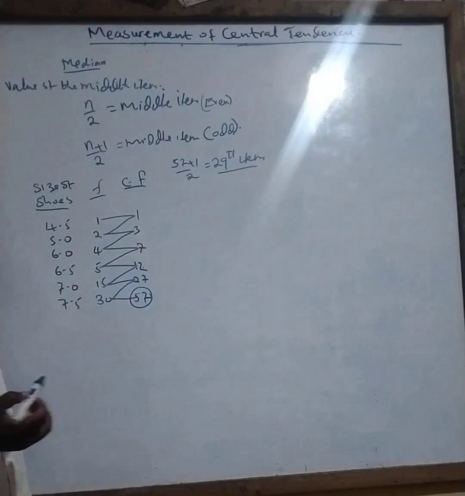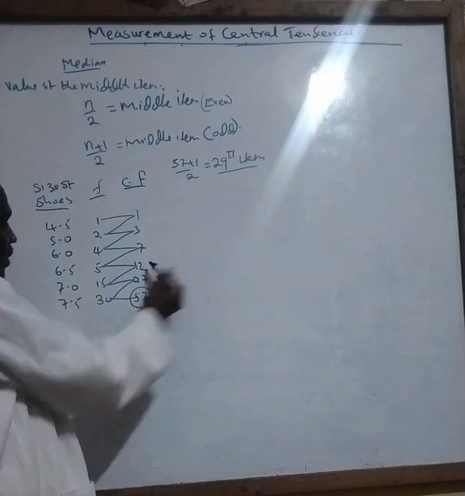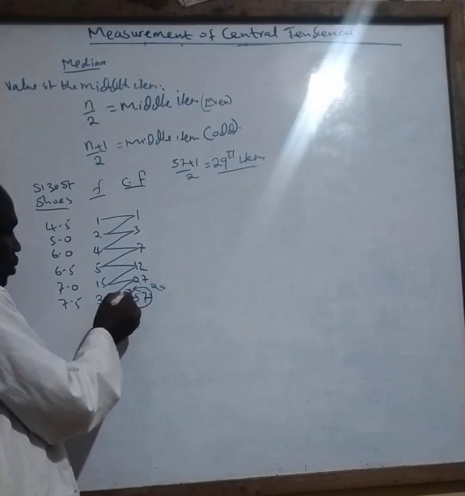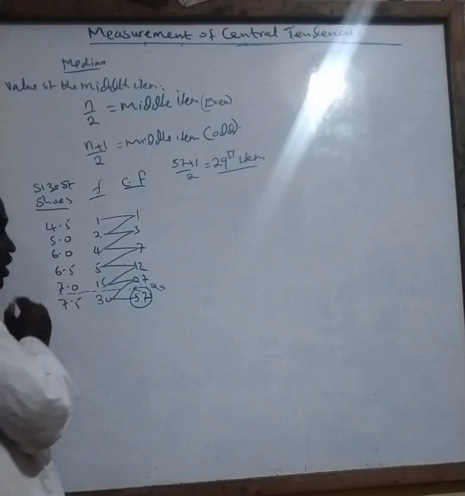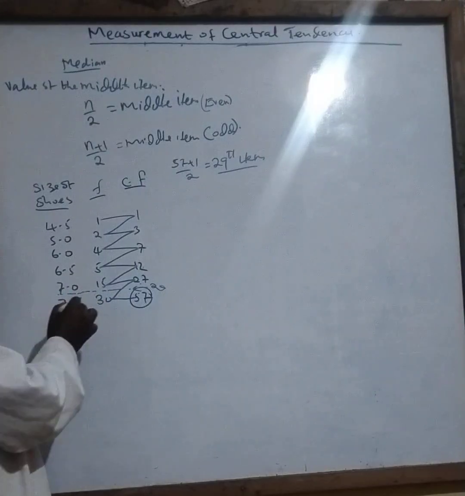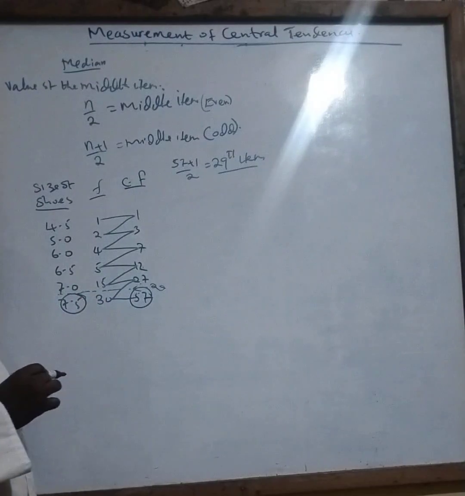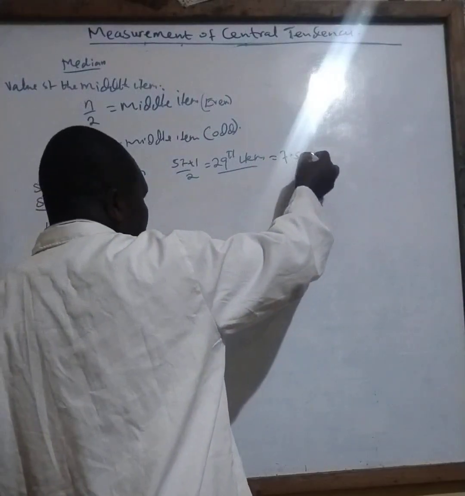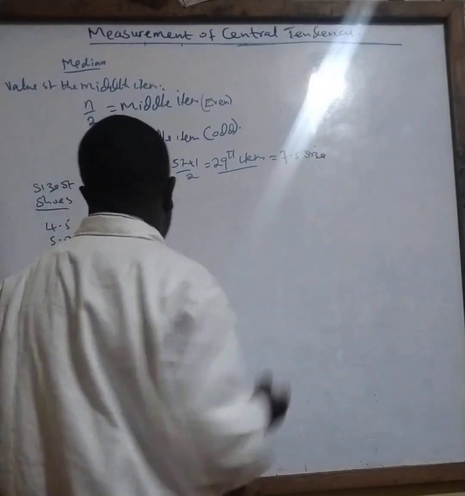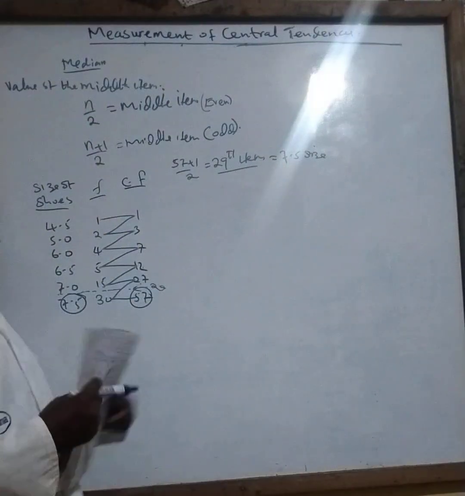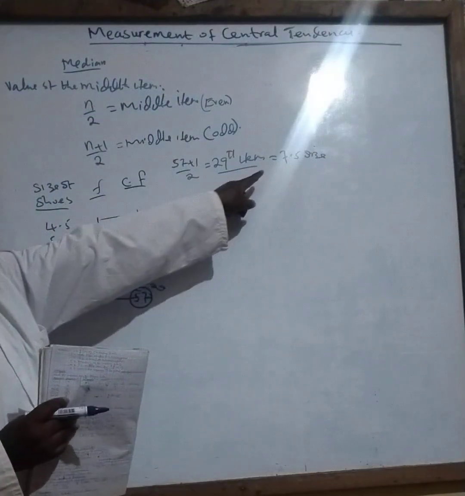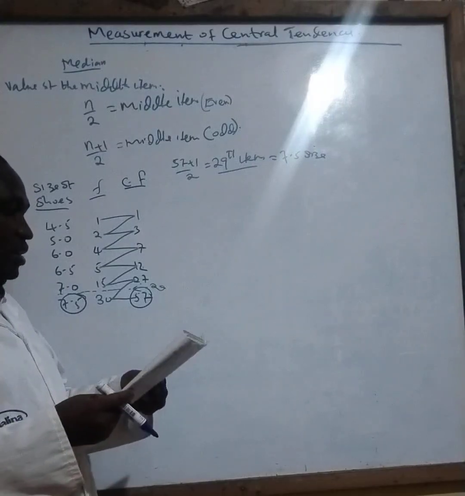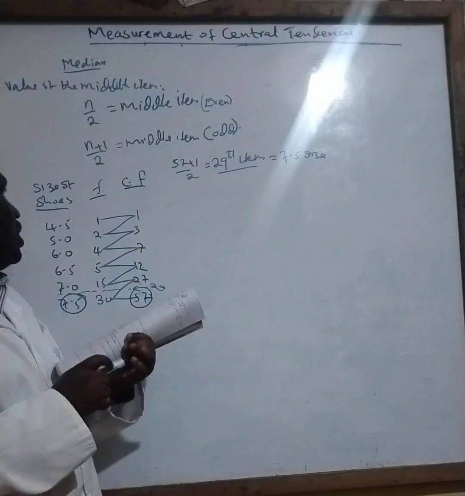Where is the 29th item? So you look at the cumulative frequency. So we have 27 here, 29 is here. So when you follow it carefully like this, you don't see anything here. So your size is 7.5. So your value is 7.5 size. So your median was for 30. That is 7.5. Class, that is when the question is simpler.